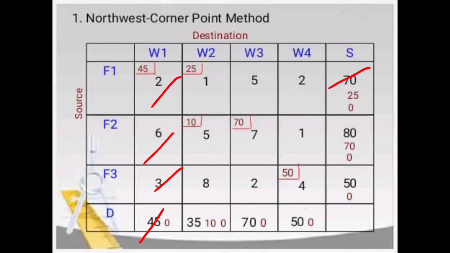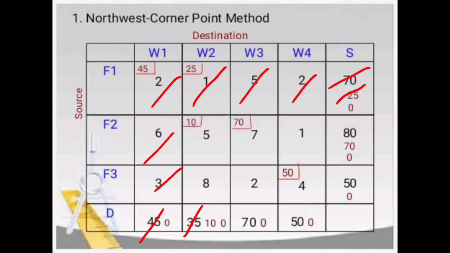Next, we again find the northwest corner. So this is the northwest corner. Then from the supply, we have 25, and from the demand, we have 35. So the lesser value is 25 from the supply, so we cancel it out, and then we allocate 25 here. And then 35 minus 25, so we have a remainder of 10. And because the supply has been satisfied in this row, we cancel out the following cells.